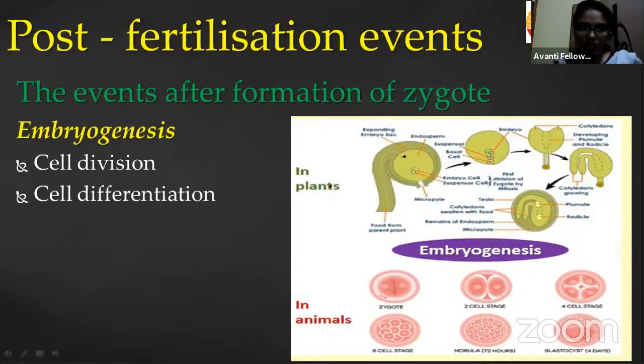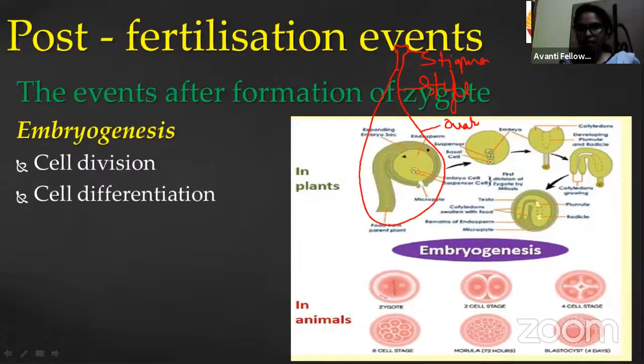Okay, so embryogenesis happens. Here in the plant, this is an ovule. The ovule is present inside the ovary, right? So consider this as the ovary, and this is the stigma, this is the style. Inside the ovary there will be many ovules, and this is one of those ovules.